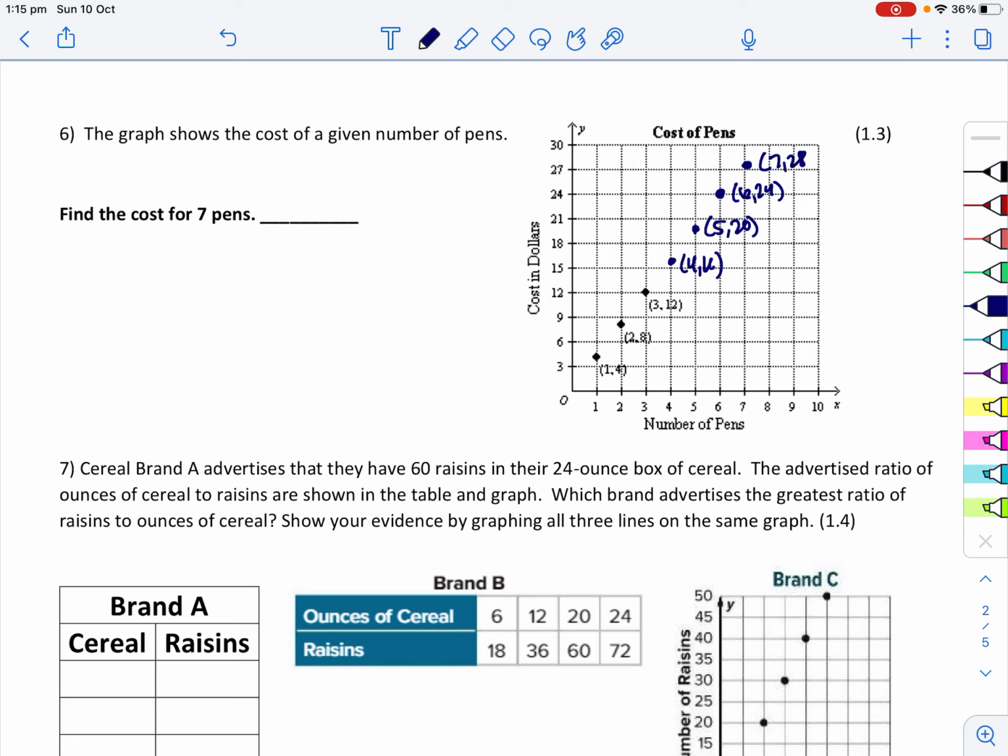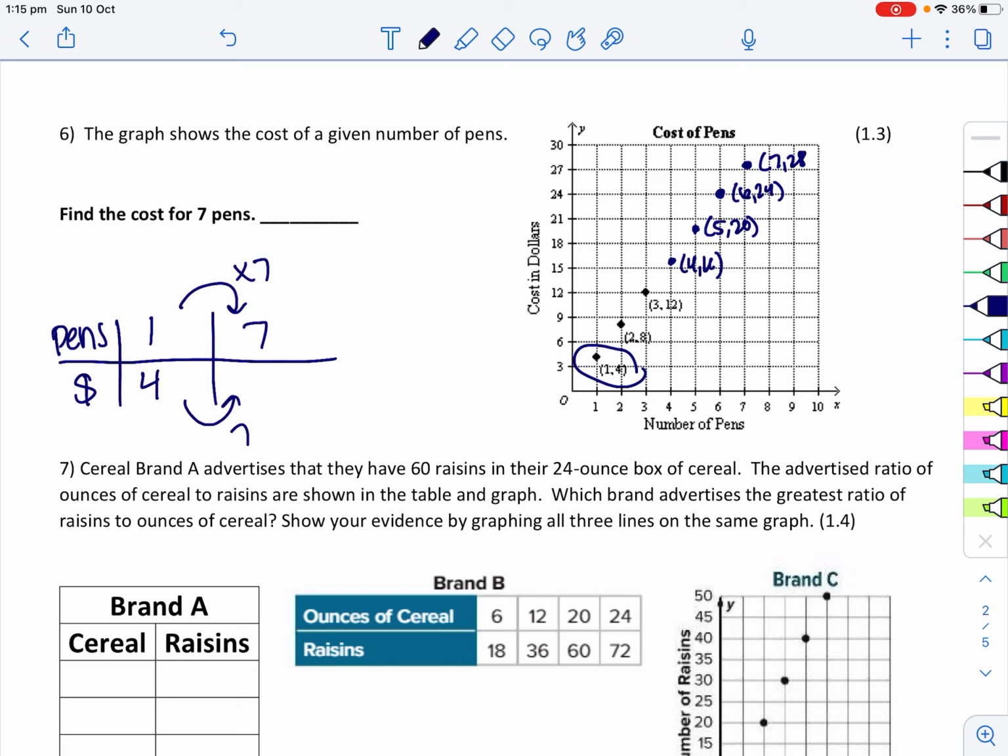Or I could use one of the points in the graph and make a table. So I've got pens and dollars. So 1 pen is $4. So how many are 7 pens? I'm going to multiply by 7, and I get $28. So however you choose to interpret the question, whether via a table or a graph, is fine with me.